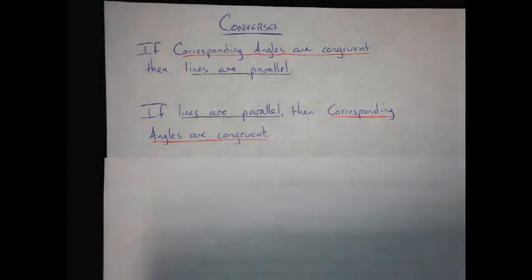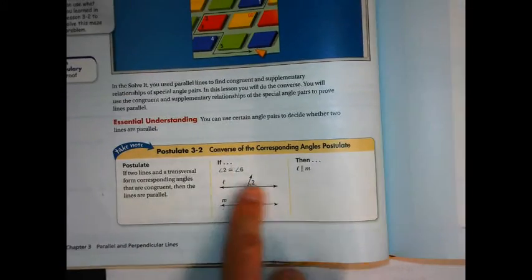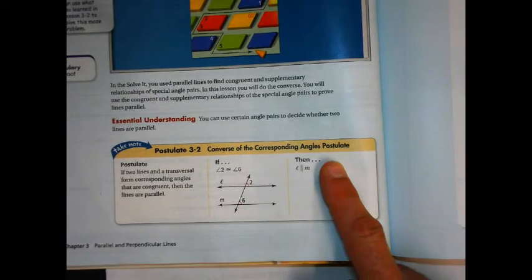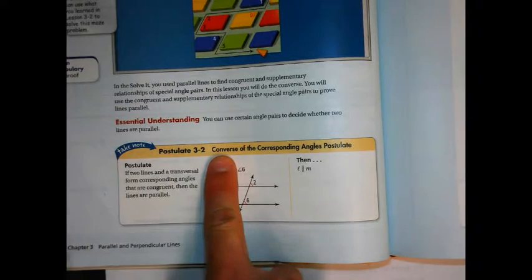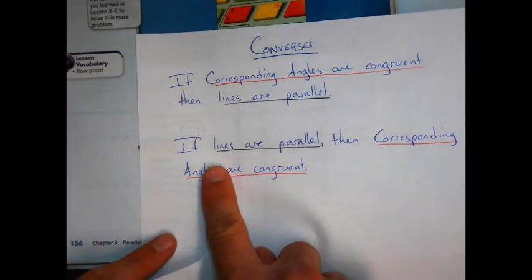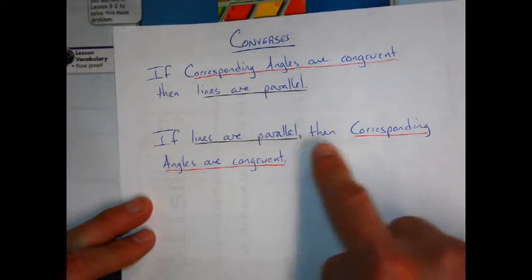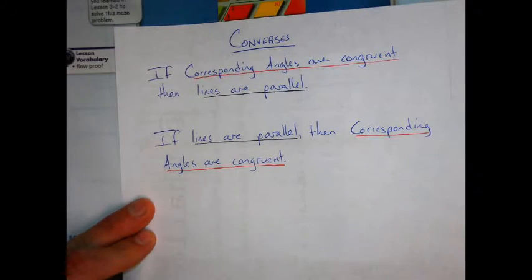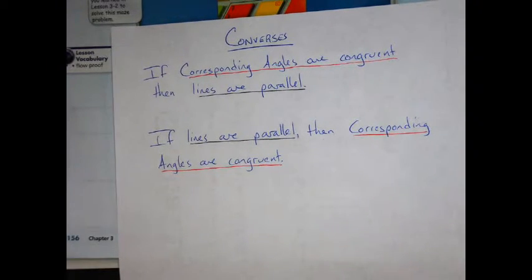So let's take a look at a couple things that you need to know. Here we have what the book calls Postulate 3.2. It's labeled the converse of the corresponding angles postulate. I don't need you to know the name of it. I just need you to know it. So you don't have to say the converse of the corresponding angles postulate. You just need to say if lines are parallel, then corresponding angles are congruent. In the same way that you don't need to know the corresponding angles postulate. You would just say this. Okay, so these are the things you don't need to know. You just need to say what they are.